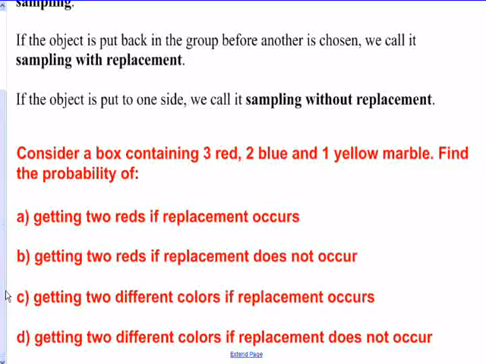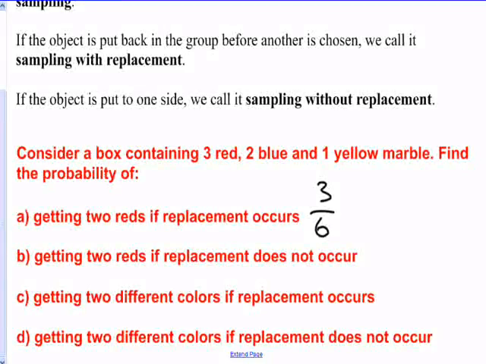All right, so consider a box containing 3 red, 2 blue and 1 yellow marble. What's the probability of getting 2 reds if replacement occurs? So for the first chance of getting a red, I have 6 marbles altogether, and I have 3 red ones. That's my probability of A.